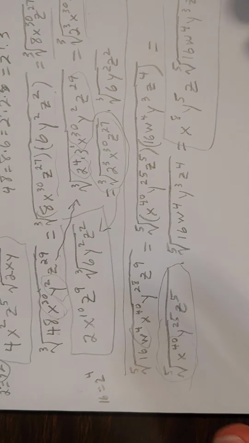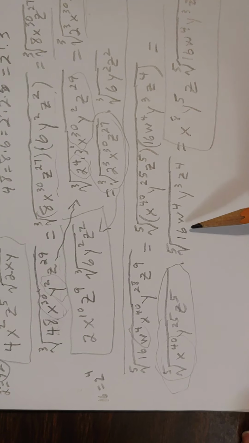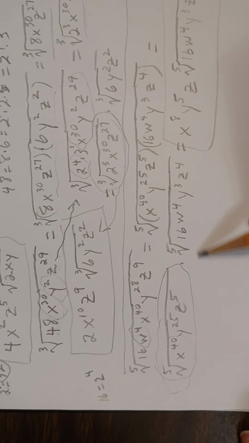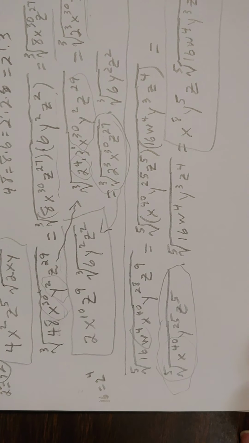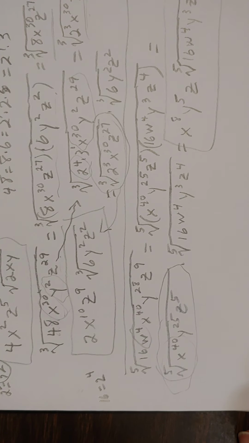Some mistakes I see, some students will say, oh, the square root of 16 is 4. And they'll put a 4 here. They'll take this out and put a 4. They're not taking a square root. It's a fifth root. That 16 stays underneath the radical symbol. Okay? Anyway, those are some examples of how to use that product property, that product rule, to simplify radicals.